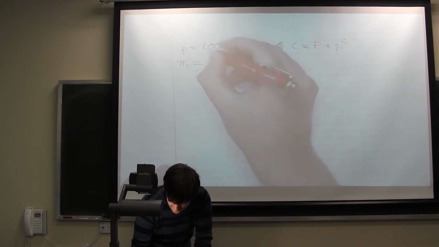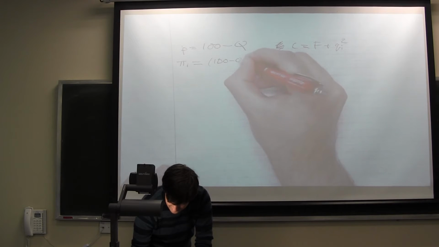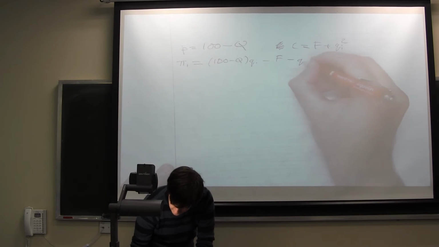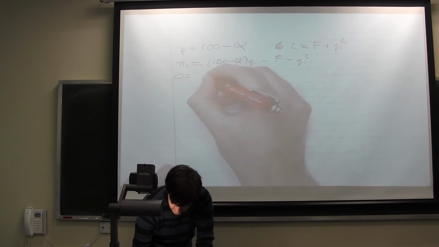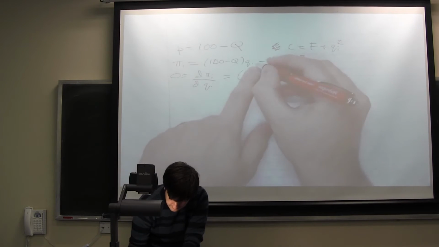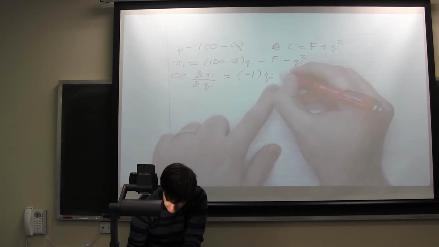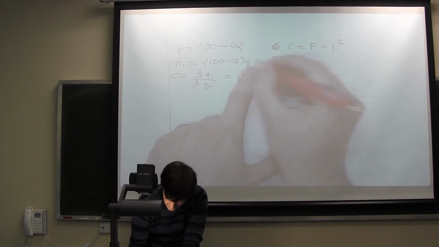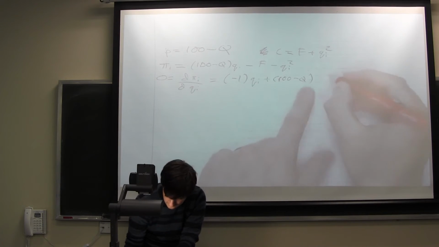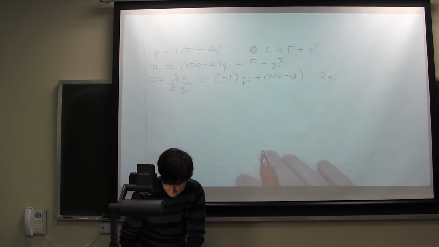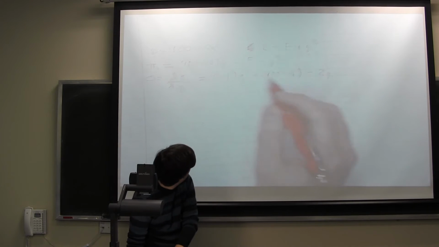So profit of firm i is 100 minus Q, so price times quantity produced by firm i, minus firm i's total cost, so minus F minus qi squared. So the first order condition, d pi i d qi, is going to be the derivative of this bit, which gives us minus 1 times qi, plus 100 minus Q times the derivative of this bit, which is just a 1. Derivative of constant is 0, so minus 2qi from the marginal cost bit. So this is for one firm.